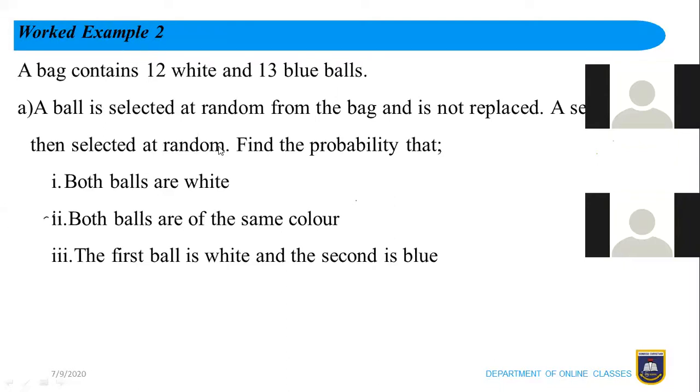Find the probability that (a) both balls are white, (b) both balls are of the same color, (c) the first ball is white and the second ball is blue. Francis, do the first one for us. How do we do the first one? Sorry, Francis Emmanuel.